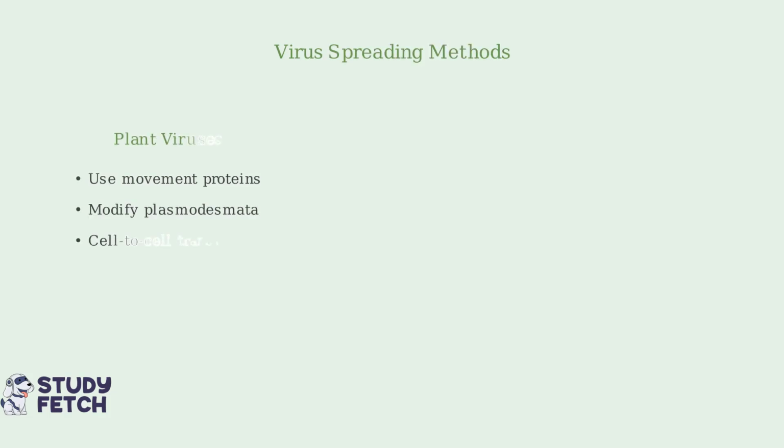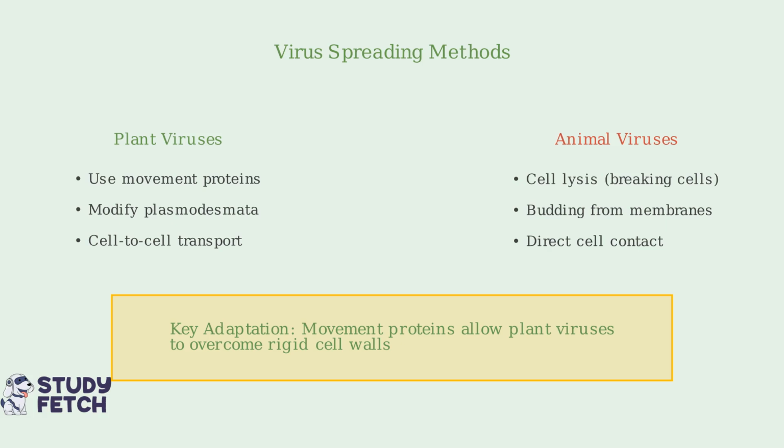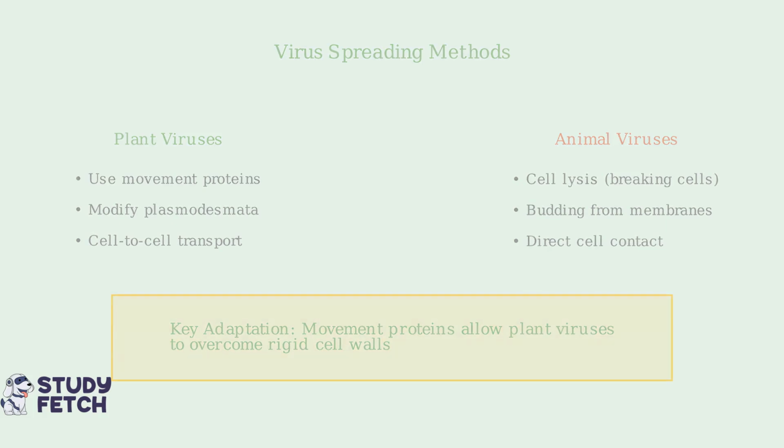Let's compare this with how animal viruses spread. Plant viruses have evolved to use movement proteins and modify plasmodesmata for spreading between cells. In contrast, animal viruses typically spread by breaking cells apart or budding from cell membranes. This movement protein mechanism is a key adaptation that allows plant viruses to overcome the challenge of rigid cell walls. Understanding this cell-to-cell movement helps explain how plant viruses establish systemic infections.